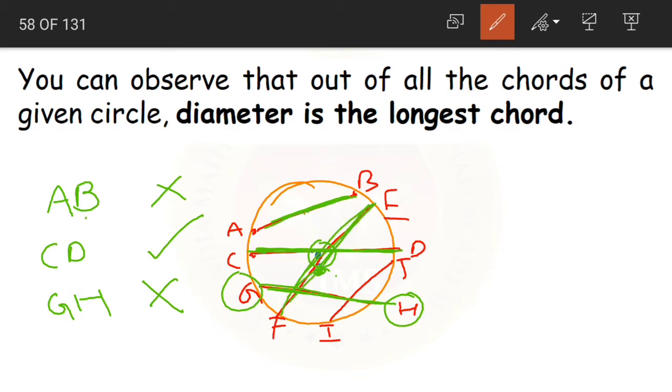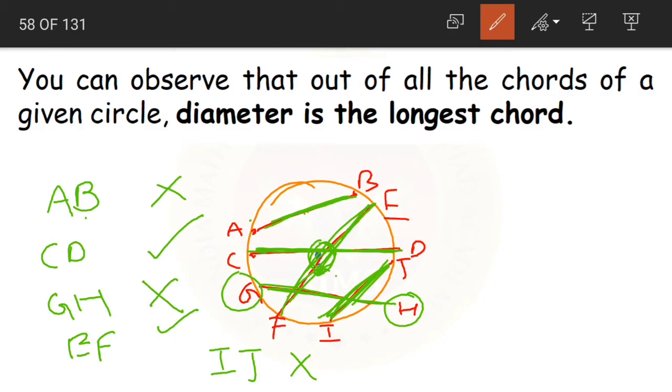Next we have EF. Chord EF. Is this a diameter? Yes. Why? Because it is passing through the center of the circle. Next, IJ. IJ is a chord. It is joining the 2 points I and J on the circle. And is it the diameter? No, it is not the diameter of the given circle because it is not passing through our center of the circle.